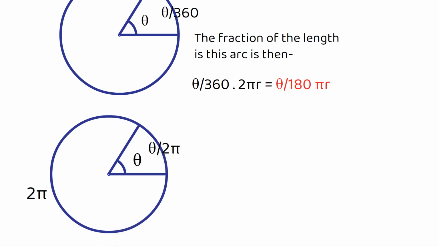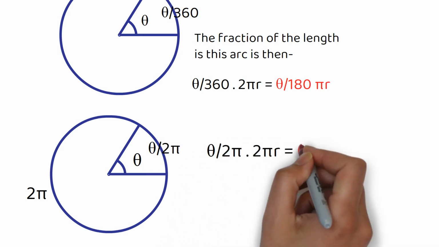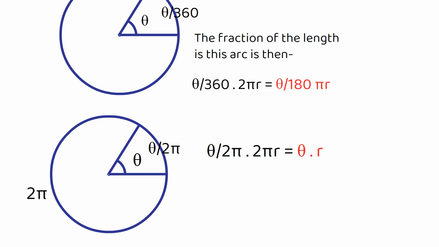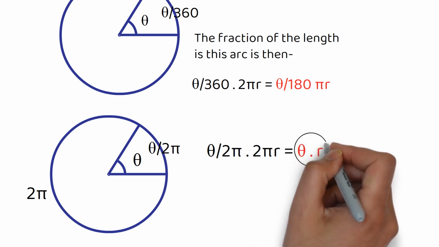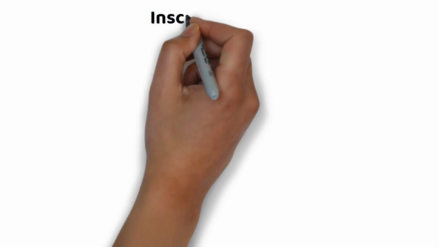Thus, its arc length is given by theta divided by 2 pi times 2 pi r, which is the same as theta times 2 pi divided by 2 pi times the radius, and when you cancel out the 2 pi's, you get theta times r. All we have to do is multiply the radian central angle by the radius to get the arc length.